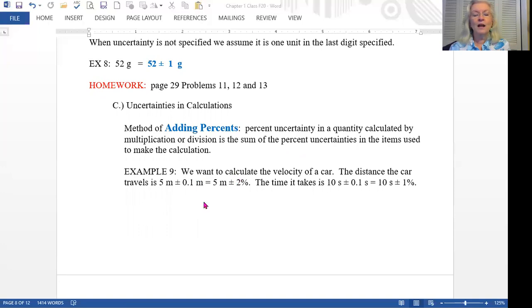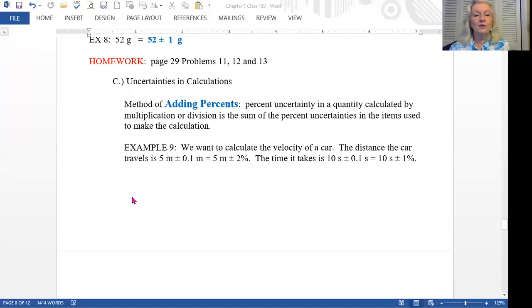So we want to calculate the velocity of a car. The car travels 5 meters plus or minus 0.1 meter. So that's 5 meters plus or minus 2%. I went ahead and did that. The time it takes is 10 seconds plus or minus 1/10 of a second. So 10 seconds plus or minus 1%. And now we want to calculate the velocity, and then we'll calculate its percent uncertainty for the velocity. These first two, distance and time, are measured values.